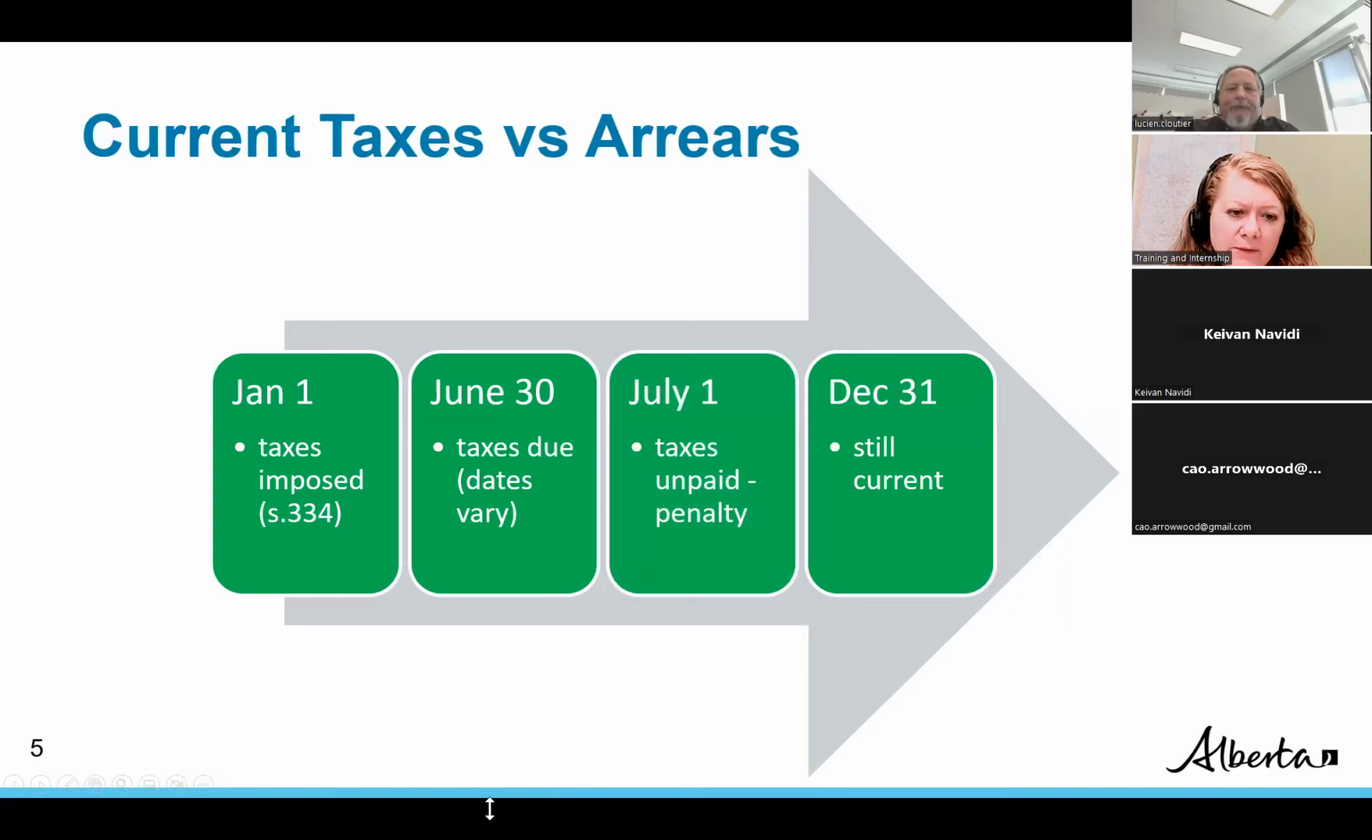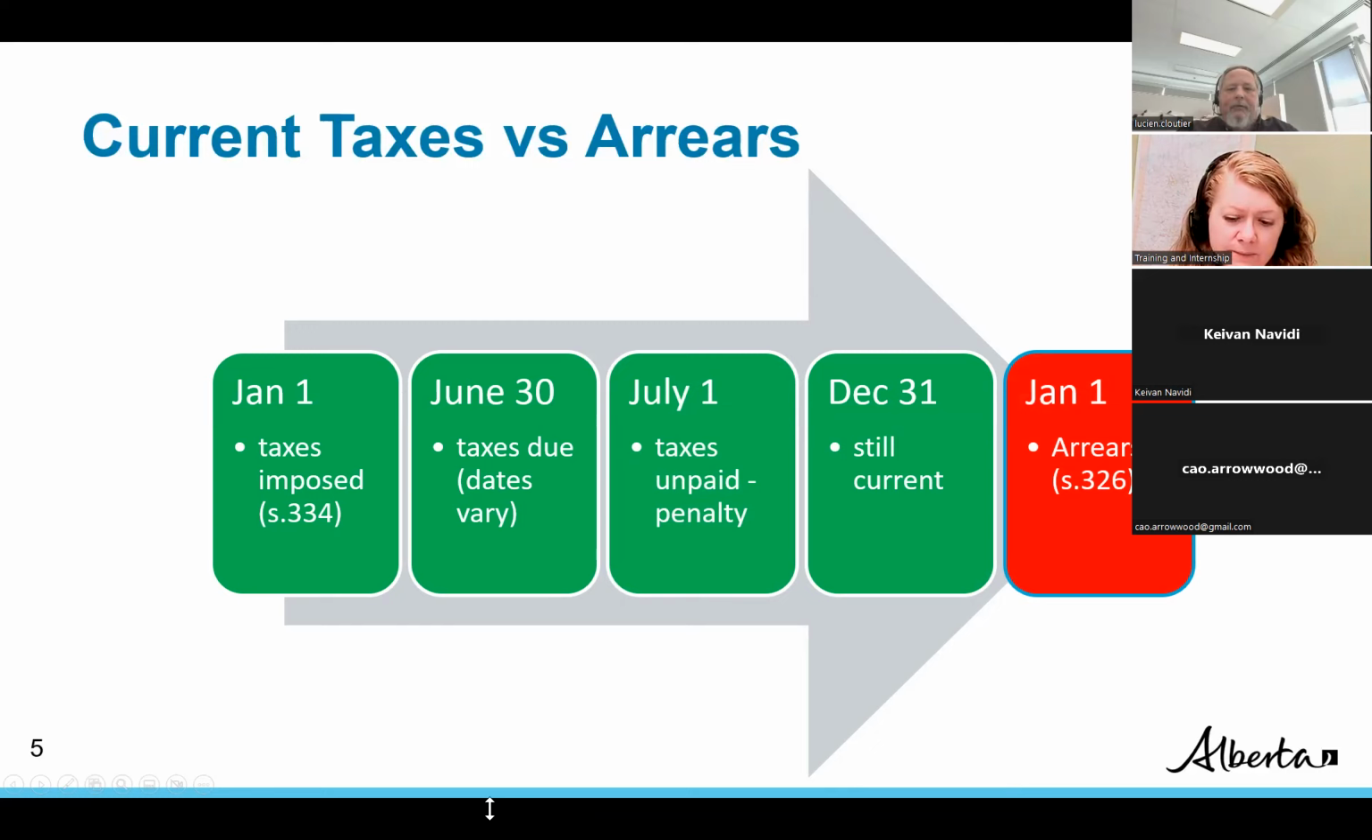All right, so as for arrears, Section 326 defines tax arrears as taxes that remain unpaid after December 31st of the year in which they are imposed. So regardless of when they are due in individual municipalities, taxes not paid by January 1st of the next year are considered arrears in all municipalities and may also have a penalty imposed on that balance.